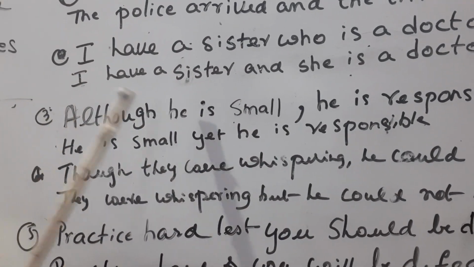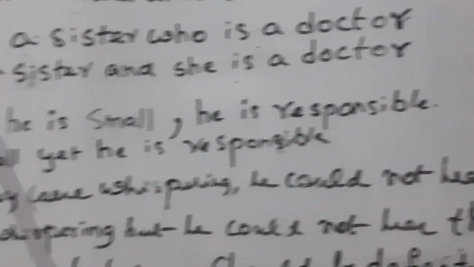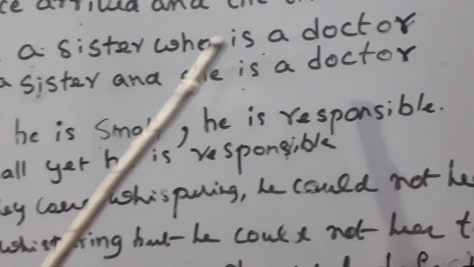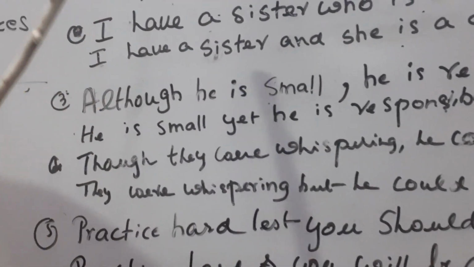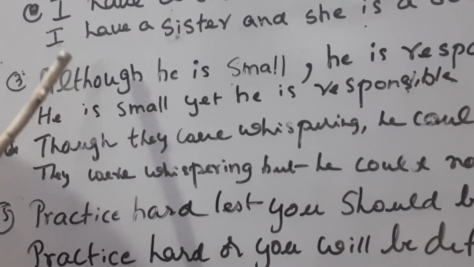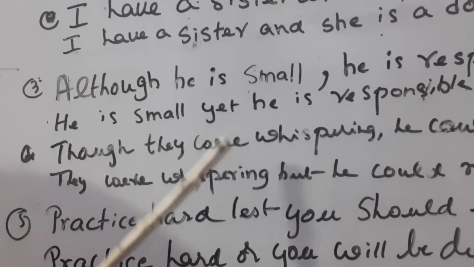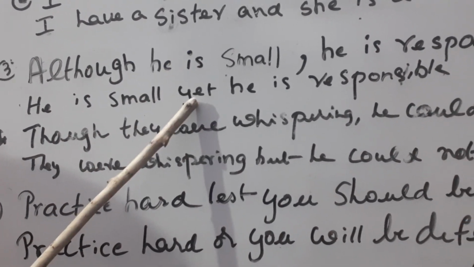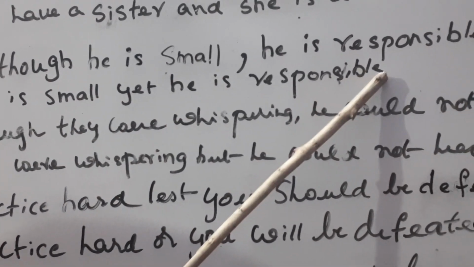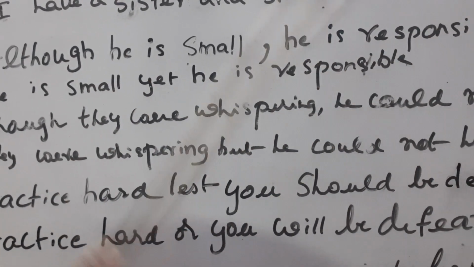Next, although he is small, he is responsible. Now see, whenever the complex sentence uses words like "although," the compound sentence will generally use "yet." He is small, yet he is responsible.